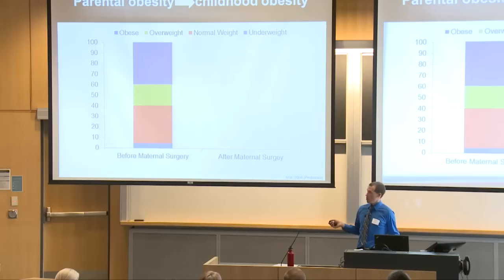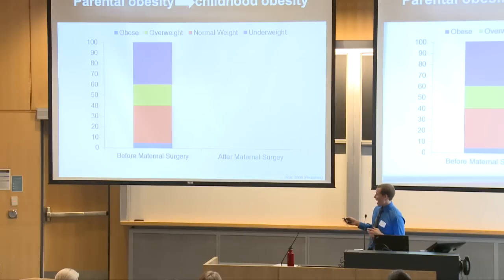These are the body weight distributions of the kids born before their mothers had surgery. You can see that very few are underweight, about a third were normal weight, about 20% were overweight, and about 40% were obese. So a very high proportion were overweight or obese, way higher than in the general population.